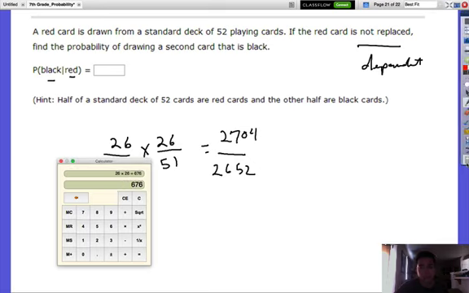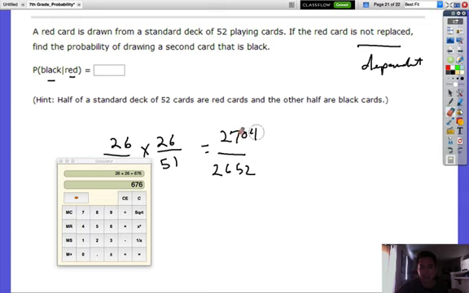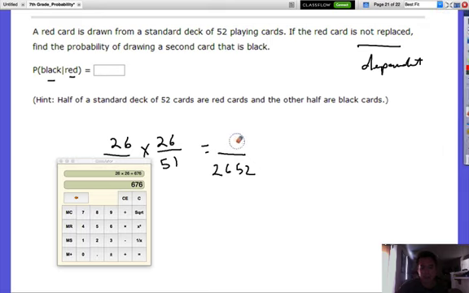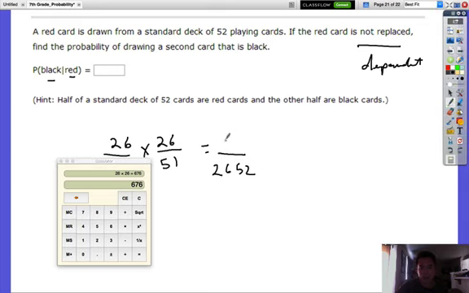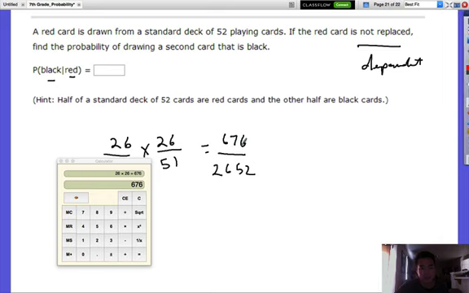Doesn't seem right. Sorry about that. I was like, wait a second, that didn't seem right. It totally doesn't make sense, right? Because for some reason my numerator was way bigger than my denominator. So 676. And then we can reduce this down. Keep dividing by 2. I'll go ahead and do it on my calculator right here. 676 divided by 2652.